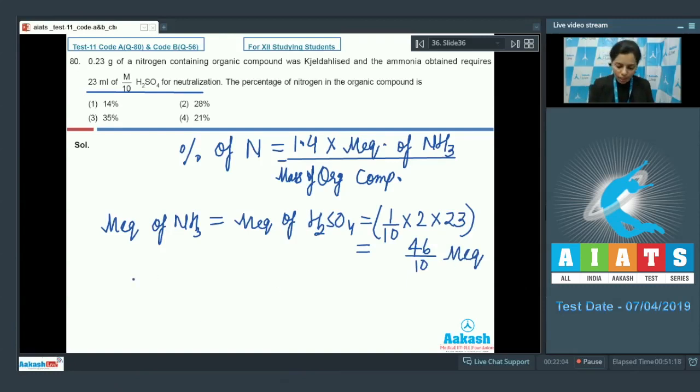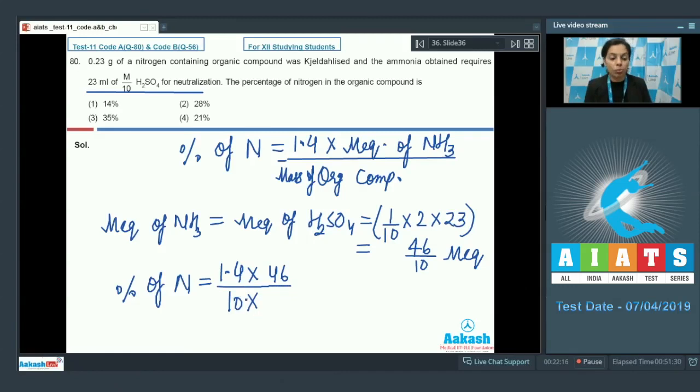Now, if you have this value, percentage of nitrogen can easily be calculated. That would be equal to 1.4 into 46 by 10, and it should be divided by the mass of organic compound. What's that? That is 0.23 gram. It's given in the question. So 0.23. There's a simple calculation. This would become 20, and if you solve this for the value, it would be equal to 28%. And if it is so, correct answer is option 2 that you should choose.